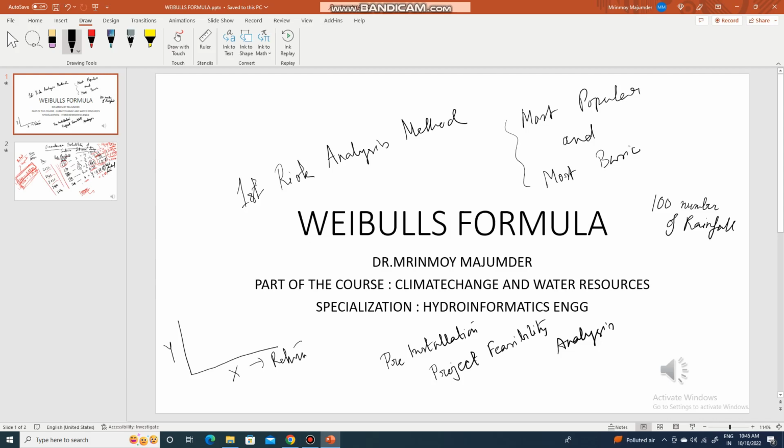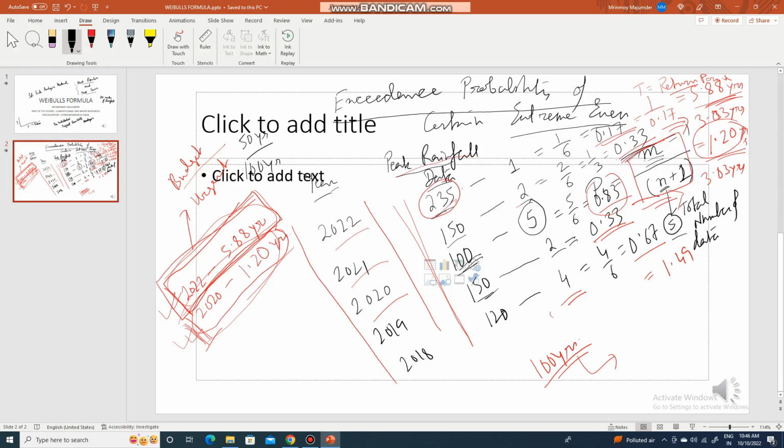Okay, so Weibull's formula is the most popular and also most basic and simple method for calculating the exceedance probability of a certain number of events. Now, what happens in case of Weibull's formula? You will be given a set of extreme events data. In this example, I have selected the peak rainfall of the last 5 years.